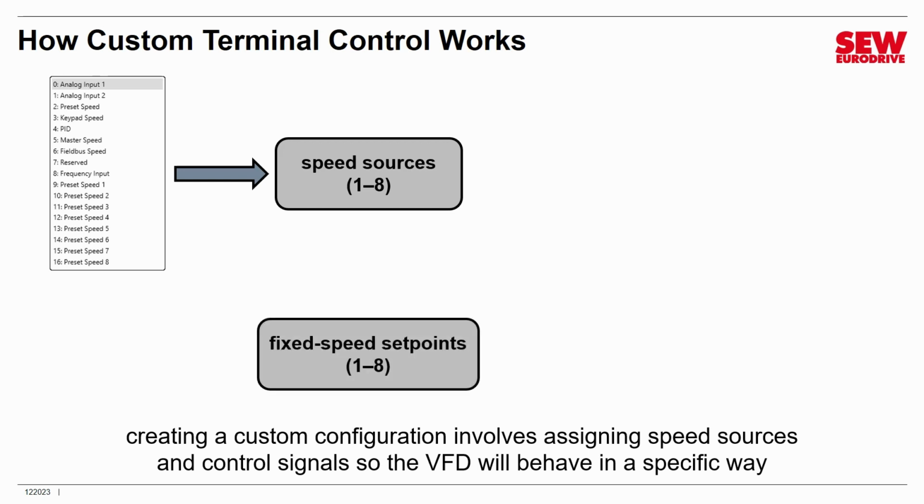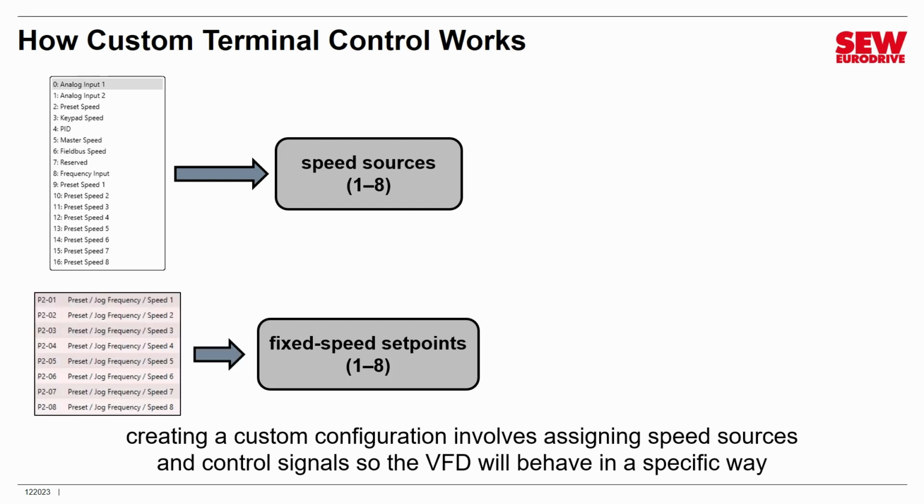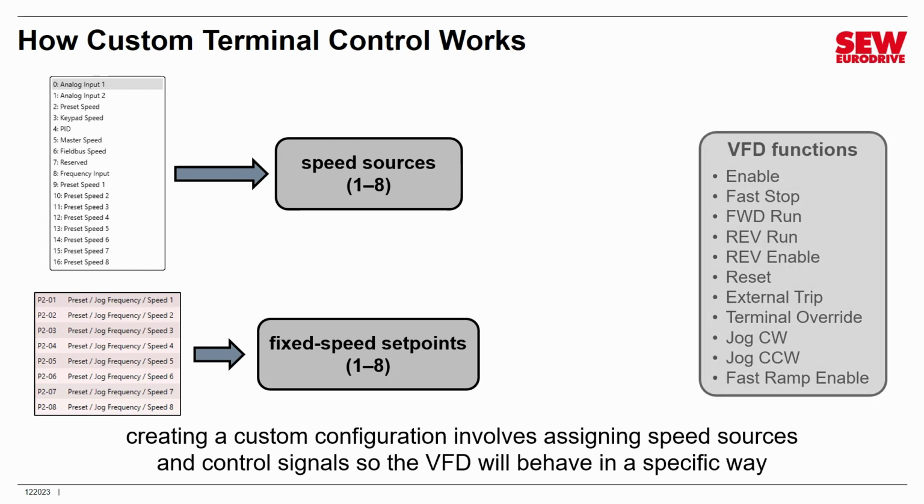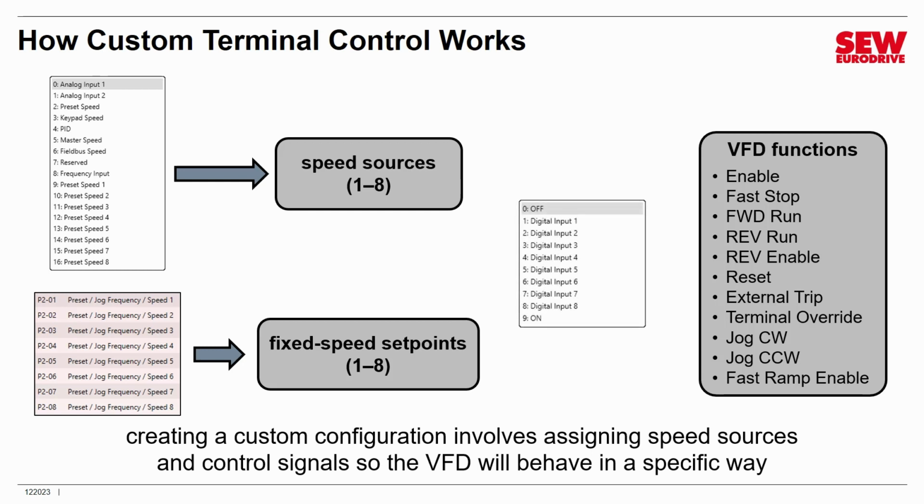The fixed set points, of course, are part of this. There are 8 of these, and as you already know, they come from parameters 2-01 through 2-08. And then we have various VFD functions. Now, this is not an exhaustive list, but it's a list of all the ones we're going to talk about in this session. A lot of them, I think you can guess what they do. And what we do is we associate these signals with all of these different operations.